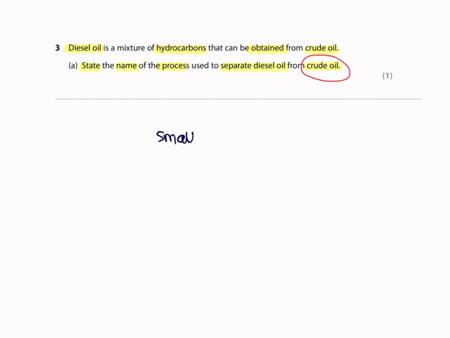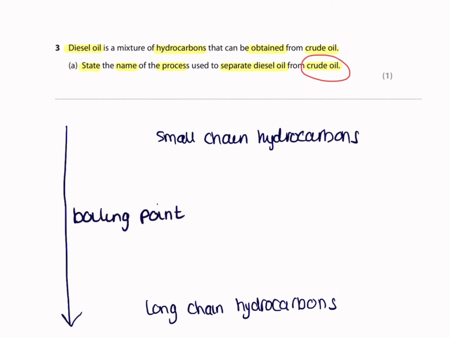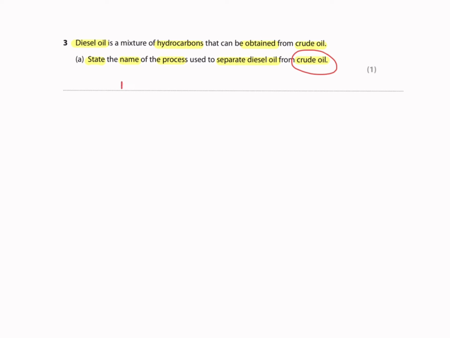We've already mentioned that crude oil is a mixture of hydrocarbons. So we've got small chain hydrocarbons with a few carbons in, and long chain hydrocarbons with many, many carbons in, and obviously hydrogen as well. To separate them out, we exploit their boiling points. Long chain hydrocarbons have a much higher boiling point than short chain hydrocarbons, and just a reminder that boiling is going from liquid to gas. To do this, we use a process called fractional distillation.